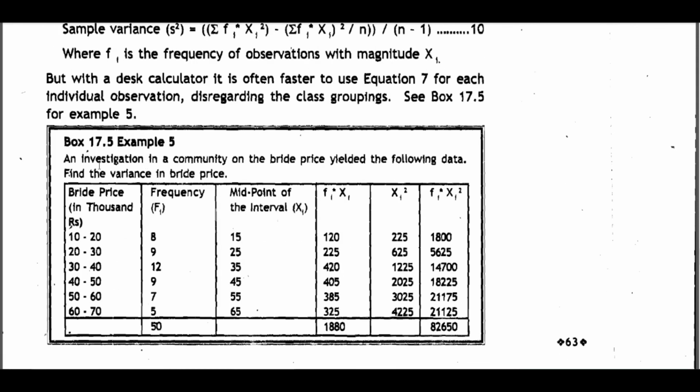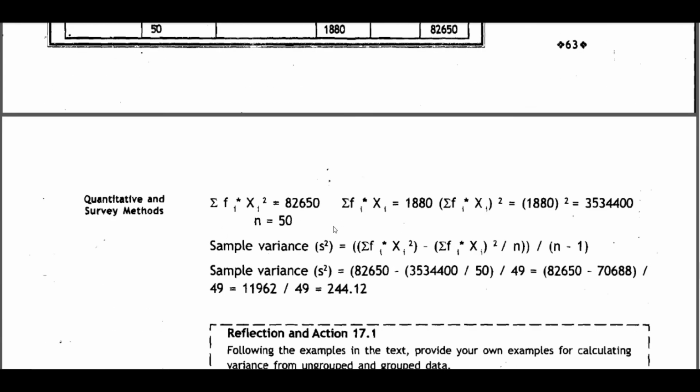Here we have another example: an investigation of a community on bride price yielded the following data. Find the variance in bride price. This is the bride price, the frequency, and the midpoint. We can put in the same values, calculate, and get the sample variance from this.